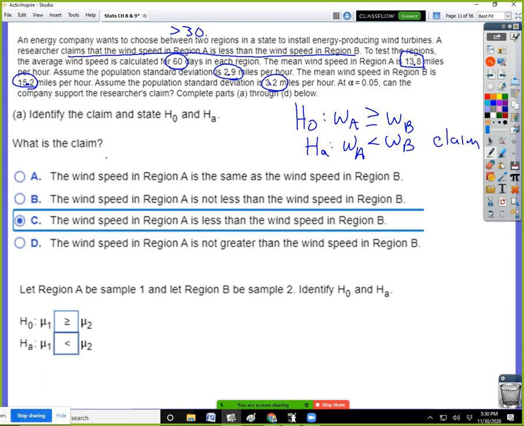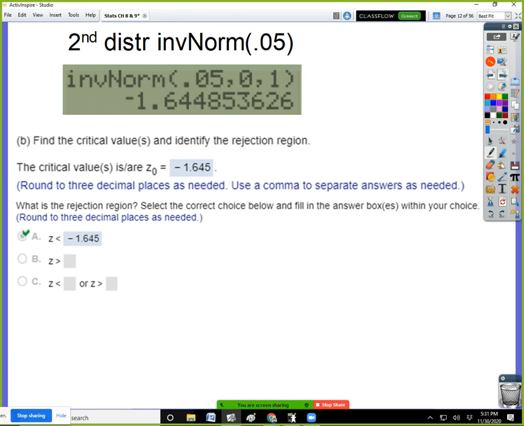Okay, because the H sub 0 always has the equal sign. So since they said less than, we know that we've got to use the less than sign for the claim, which means that the claim is the wind speed in A is less than the wind speed in B. So our H0 is, again, the greater than or equal, and H alternative, which is our claim, is that mu sub 1 is less than mu sub 2. That's our claim. Okay? Now, let's move on.